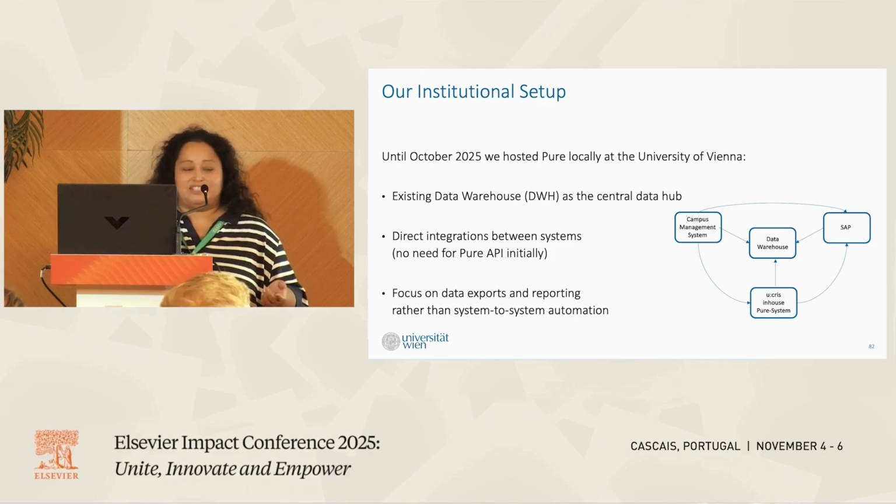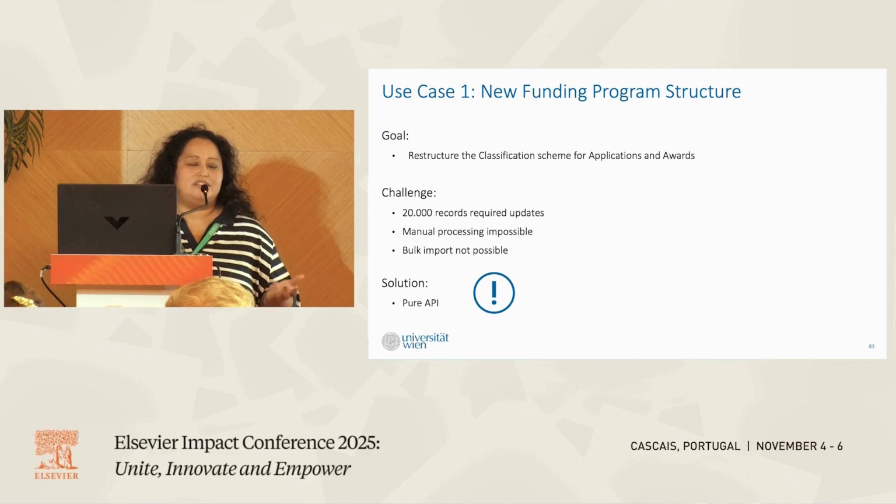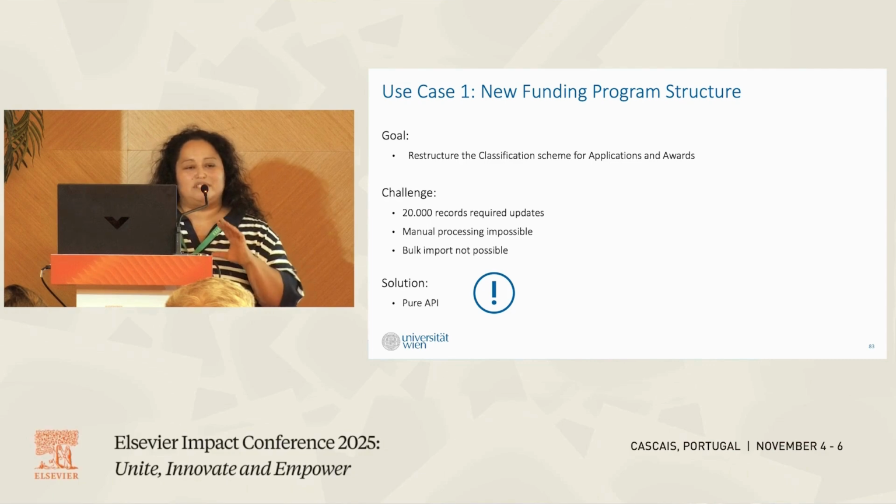But things changed this year, and we had to update the funding program structure, because there were a lot of changes in the last years. So it really needed a clear structure for the application and awards. And our challenge was that 20,000 records had to be changed. And to complicate things, the funding programs can only be deleted if every link is deleted before.